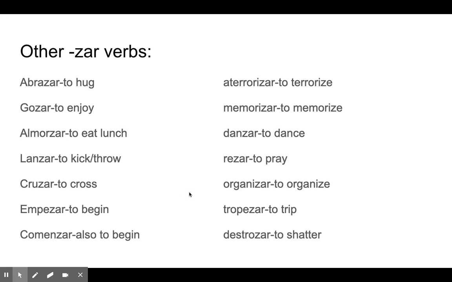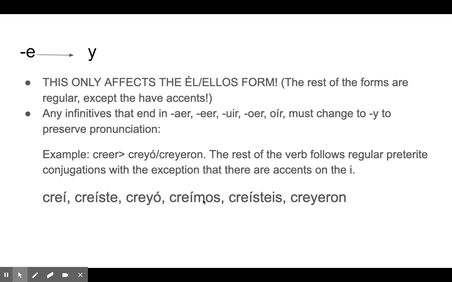And this is the conjugation. Other verbs that end in ZAR are the following. You can pause and study them. Now, there is another orthographic change from I to Y. This only affects the él and ellos forms, the third person. This is called third person stem change. This affects any infinitives that end in AER, EER, UIR, OER, OIR. It must change to Y to preserve the pronunciation.